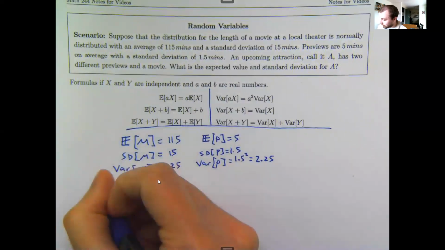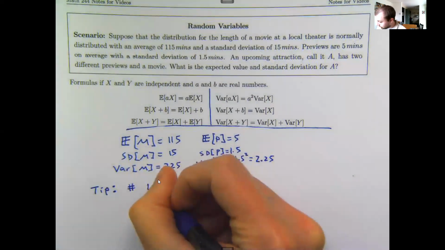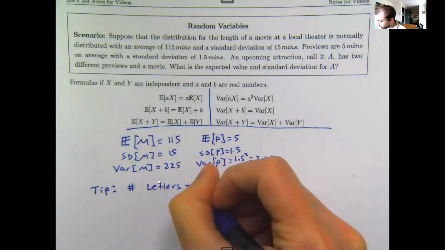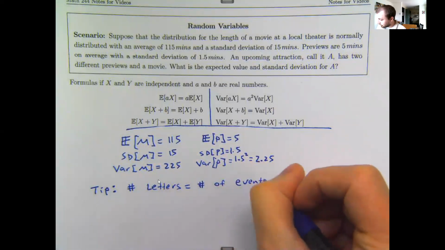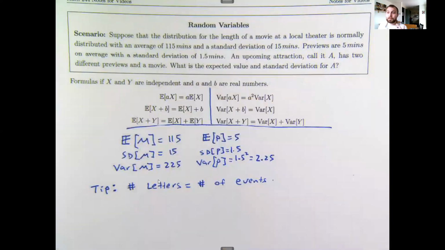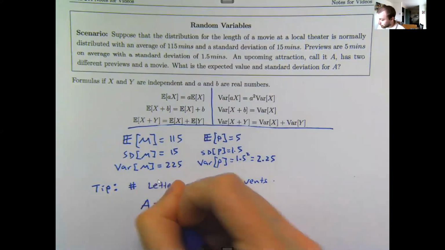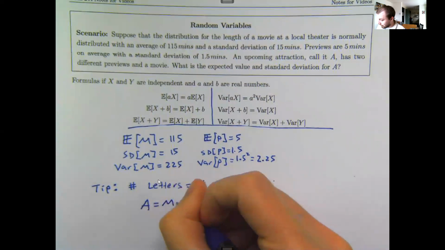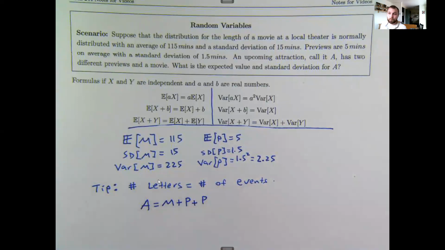So here's my big tip or strategy for you. The number of letters is equal to the number of events. So for example, there are two previews and a movie. So I should see 3 letters showing up. 2 of the letters for the preview, 1 of the letters for the movie. So for the setup, A is going to be the movie and a first preview and a second preview.